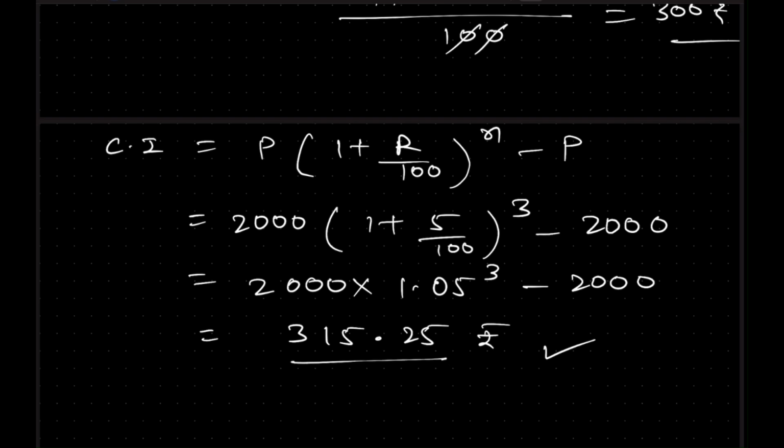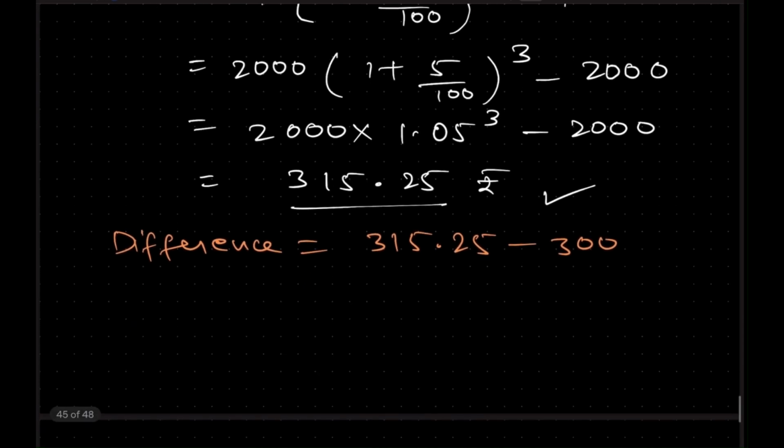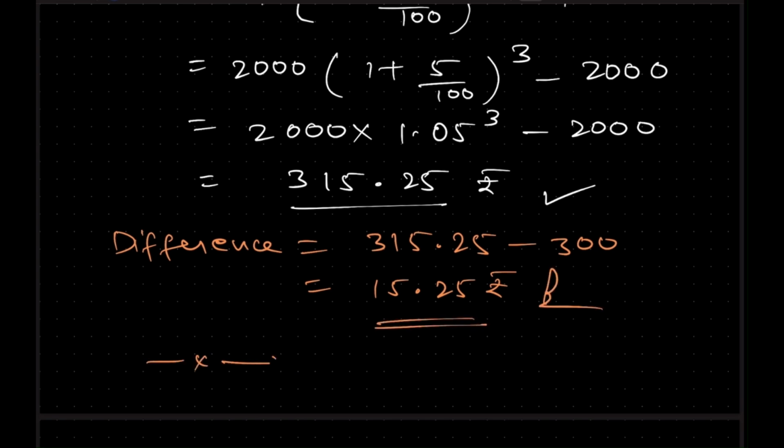So what we are asked in the question is the difference between simple interest and compound interest. Compound interest is 315.25 minus simple interest, which is 300. So at last, what is our difference? 15.25 rupees. So I hope you have understood whatever I have taught you.